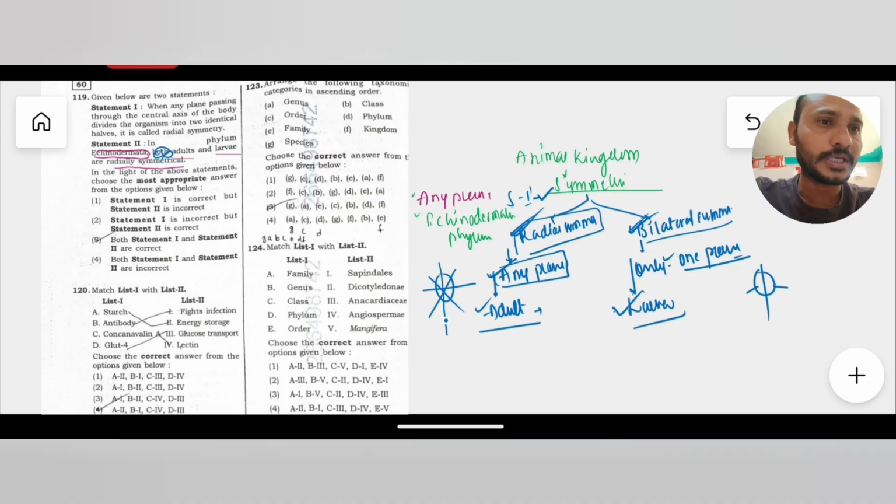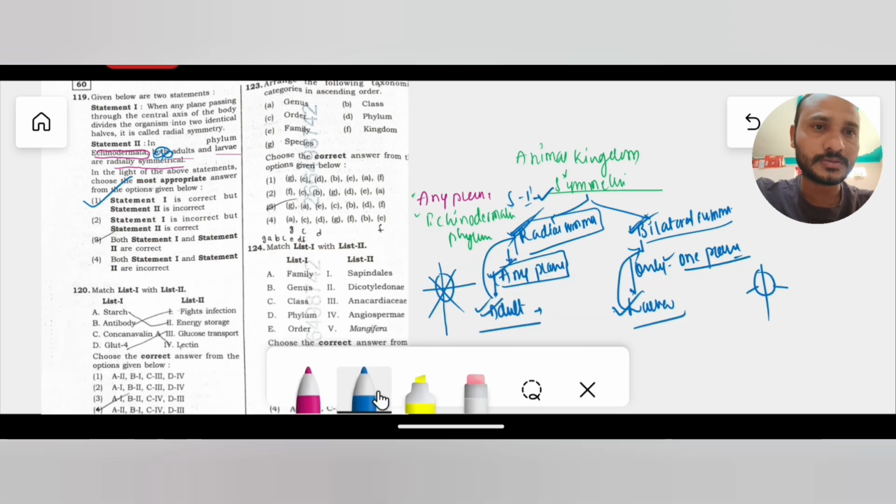Because only the adult Echinodermata shows radial symmetry, and the larva shows bilateral symmetry. So statement 2 is wrong. Statement 1 is correct but statement 2 is incorrect, which means the right answer is the first option. Then we move on to another MCQ.